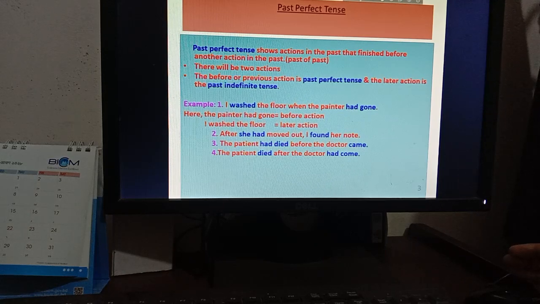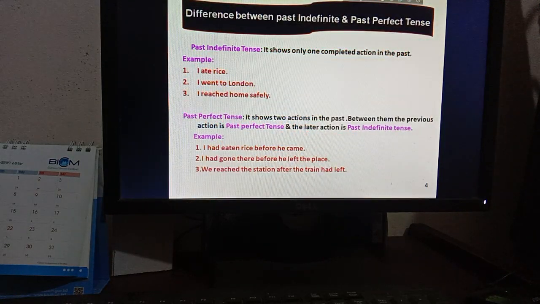I think now I am clear. So I am going to show you the structures, and before the structure I am going to show you the difference between past indefinite and past perfect tense.